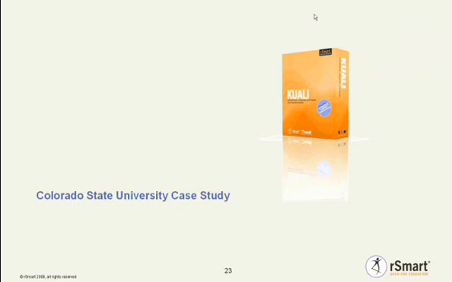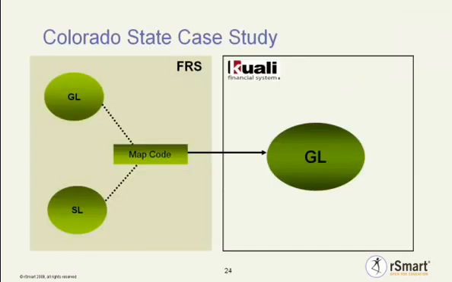Thank you, Dave. We can move forward with a case study of how we worked with Colorado State University. I was the project manager from the R Smart side, so I'll try to walk you through some of what we did. Colorado State, as we mentioned, was an FRS school. They ran FRS and IBM mainframe. So we were challenged with the concept of how to take their legacy data out of the FRS system and move it over to Kuali.